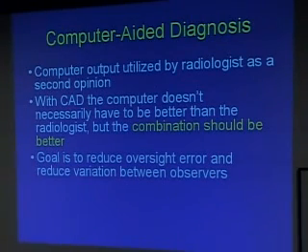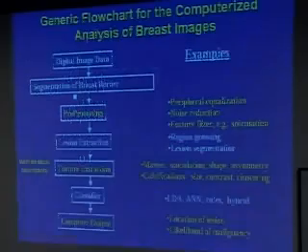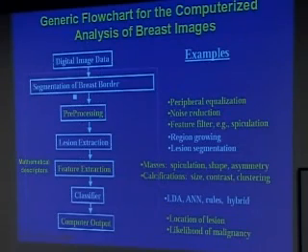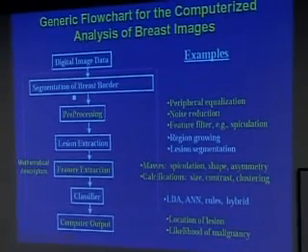So it's important to keep in mind that the computer detection doesn't need to be better than the humans, but the combination should be better. So what we're looking for, again, is the system. The combination between the human and the machine should be better than the human alone. And we want to reduce the errors from oversight and reduce variation between experienced and lesser experienced observers.